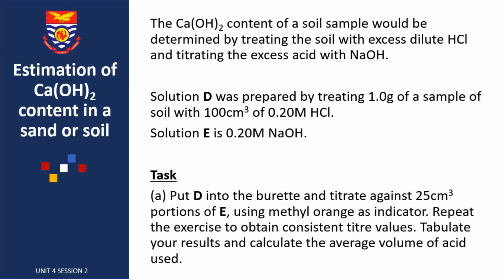And we start this with a problem to solve. The calcium hydroxide content of a soil sample would be determined by treating the soil with excess dilute HCl and titrating the excess acid with sodium hydroxide. Let's look at the next point, which is very important. Solution D was prepared by treating 1 gram of a soil sample with 100 cubic centimeters of 0.2 molar HCl. Solution E is 0.2 molar sodium hydroxide.